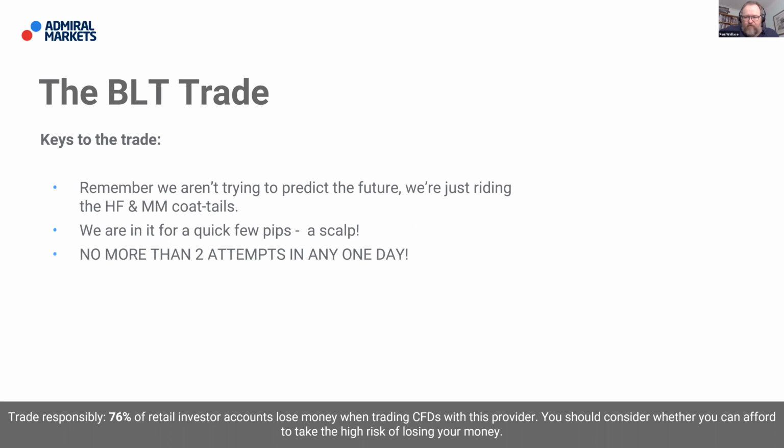And here's a very key rule: you have no more than 2 attempts in any one day. That's it. No more than 2 attempts in any one day on that particular level. Because, as you saw in that silver trade, very often it'll work until price actually continues. It's soaked up the orders that are there, and it'll move on. So no more than 2 attempts in any one day on a particular level.